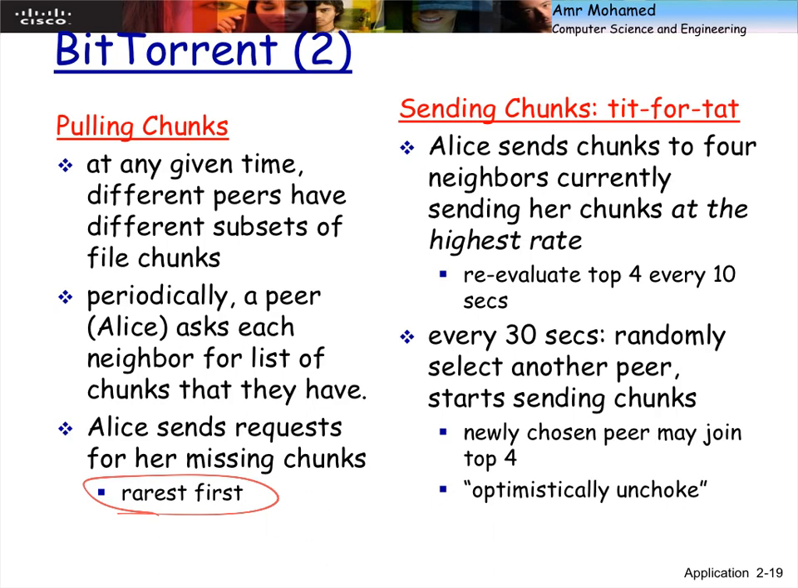I don't know. When you put the 4 at the top, are they the 4 that uploaded at the fastest rate? Yeah, they have given me the fastest rate. Only you? Not only me. Again, that's why I answered here.